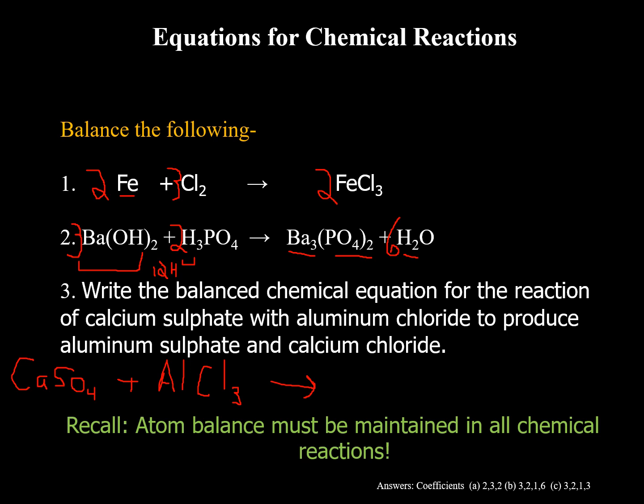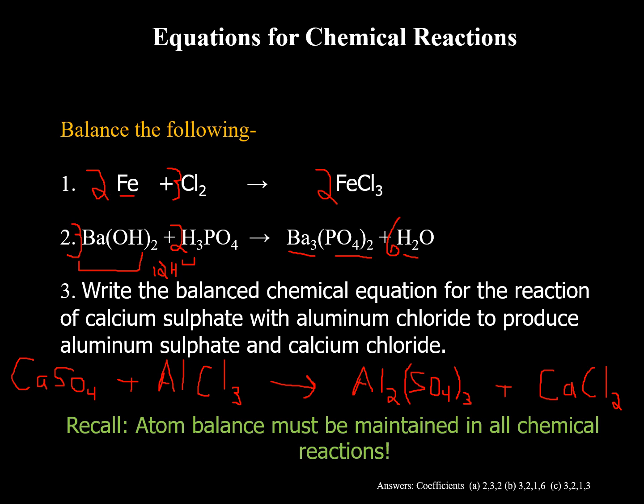And the products are aluminum sulfate, so Al2, which comes from the aluminum, and SO4 3, because the 3 comes from the Al3 plus. When you crisscross, you get a 3 on the sulfate, and the other product you get is calcium chloride, a 2 here from the Ca2 plus.